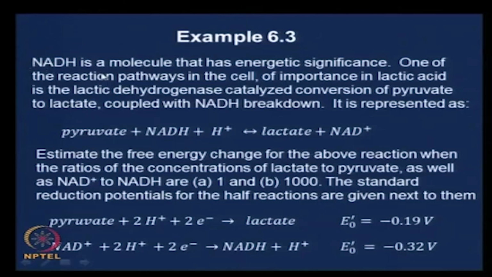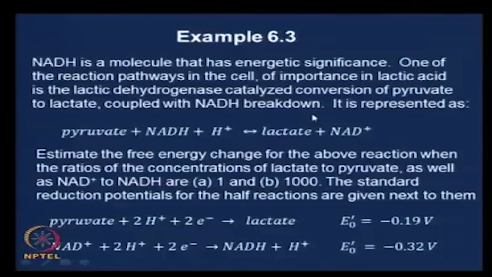If you recall the metabolism of the cell, the primary metabolism from your biochemistry course, you would have done this quite in detail. One of the reaction pathways in the cell of importance in lactic acid production is the lactic acid dehydrogenase catalyzed conversion of pyruvate to lactate. Remember, the end point of glycolysis is considered to be pyruvate, and that goes to lactate by this lactate dehydrogenase reaction. That is how you get lactate, and Lactococcus lactis essentially has this pathway completely channelized, and therefore such organisms are used for production of lactic acid, and that is essentially what produces your curd from milk.